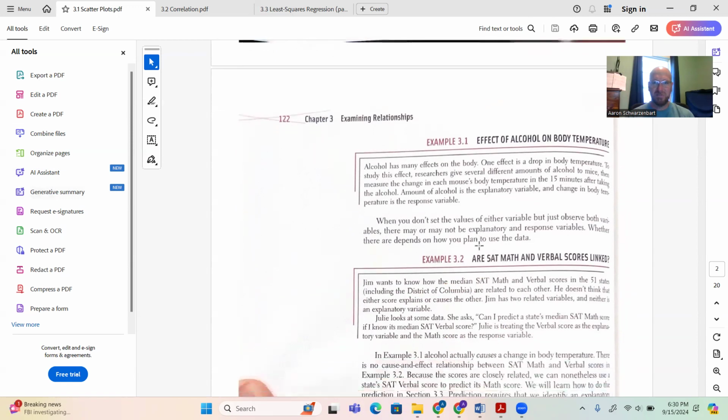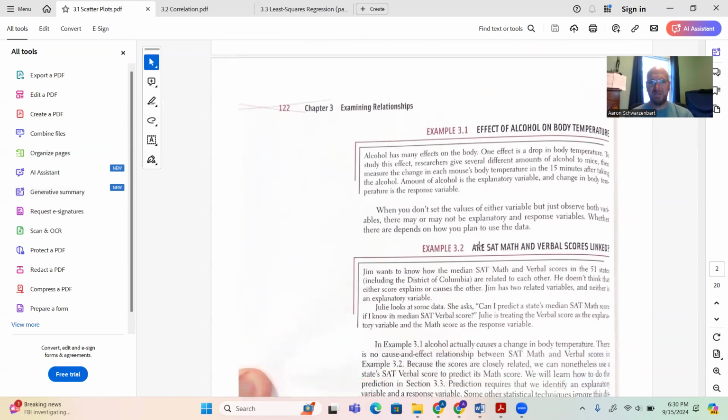So, a couple of things here. Alcohol has many effects on the body. One effect is the drop in body temperature. To study this effect, researchers give several amounts of alcohol to mice and measure the change in each mouse's body temperature in the 15 minutes after taking the alcohol. The amount of alcohol is the explanatory variable. Change in temperature is the response variable. That's very clear.